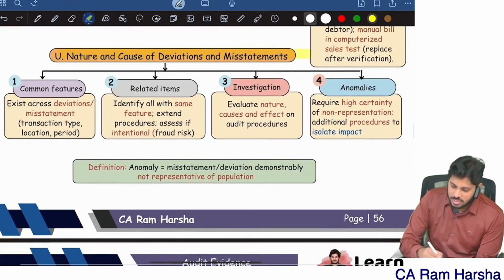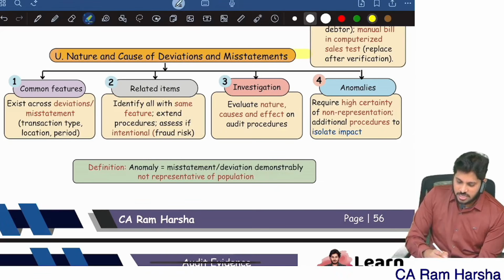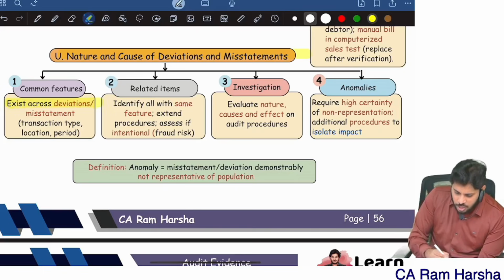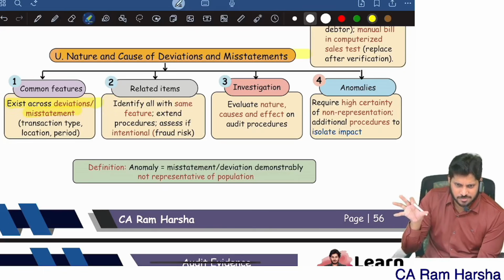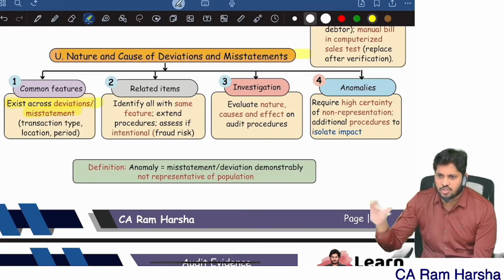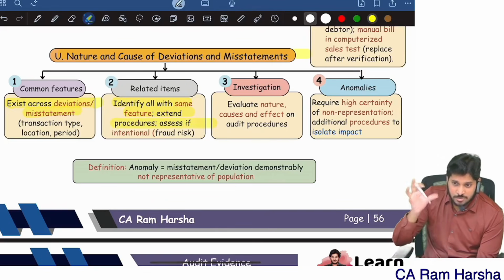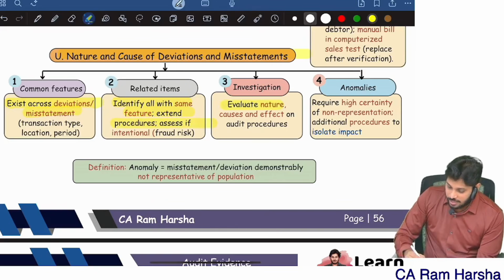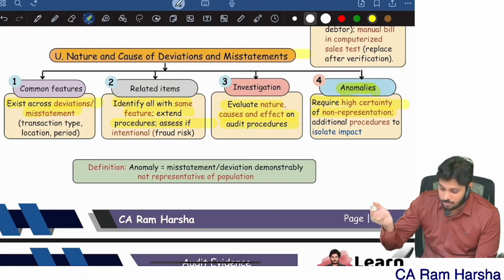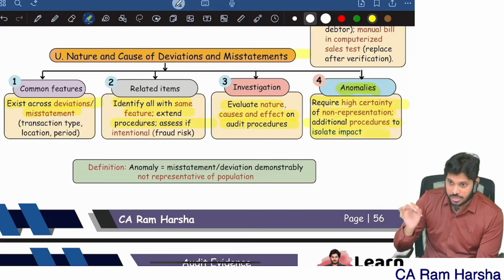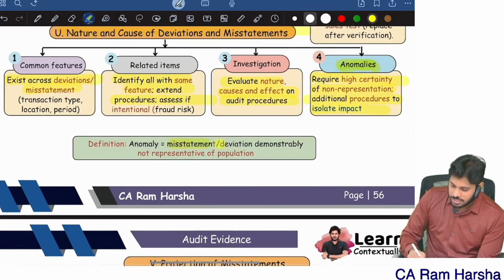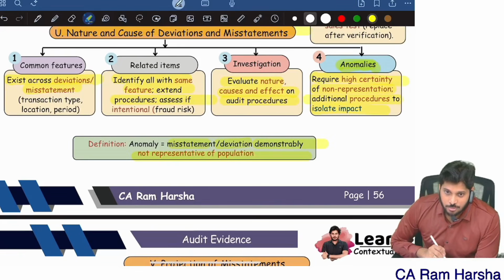Next, nature and cause of deviation. Generally, misstatements and deviation reasons will be common across various transactions. Individually, most of the mistakes are related to each other. Evaluate the nature and cause of the misstatement. If there is any anomaly, you need to have a high degree of certainty that it is non-representative of the population, so additional procedures are important. Anomaly is a misstatement or deviation demonstrably not representative of the population.